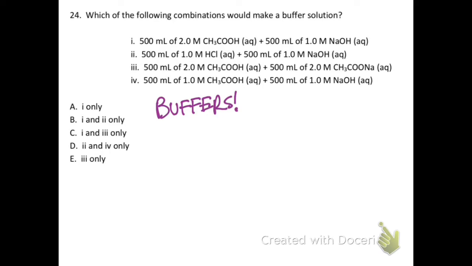In this question, we're trying to identify buffers. And recall there are two different ways we can make a buffer. First is we can have a conjugate weak acid, weak base pair together in appreciable concentrations. Okay, so that's one way.